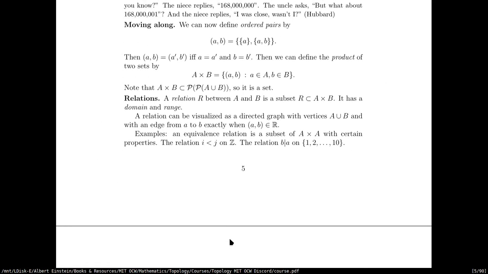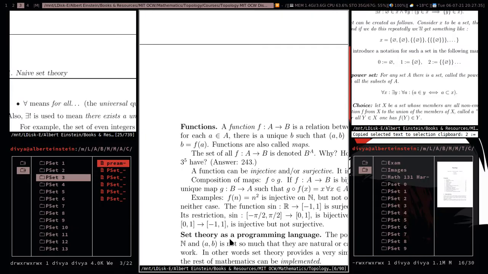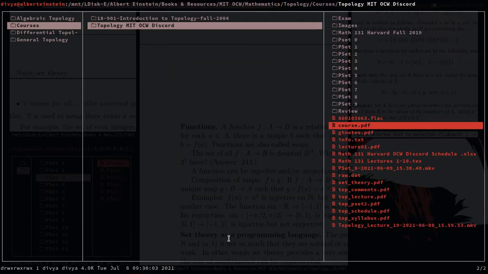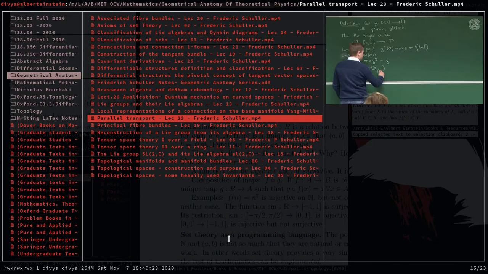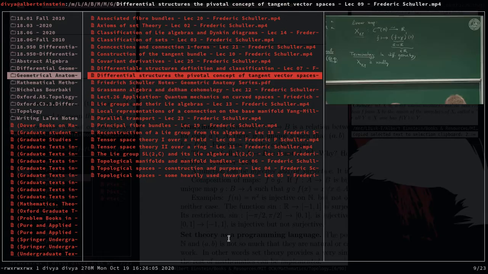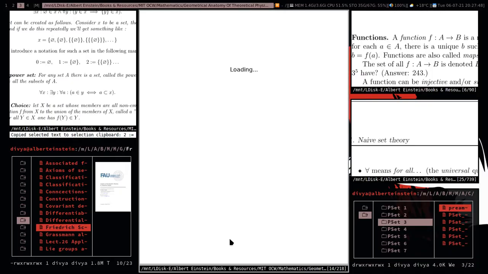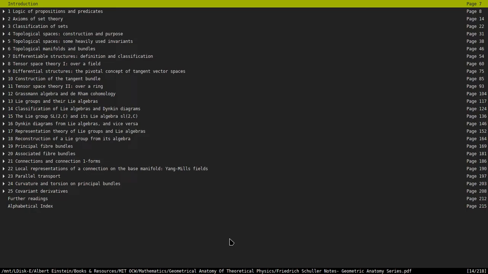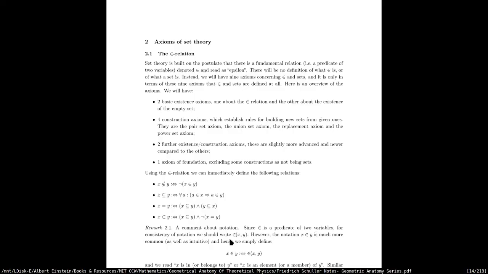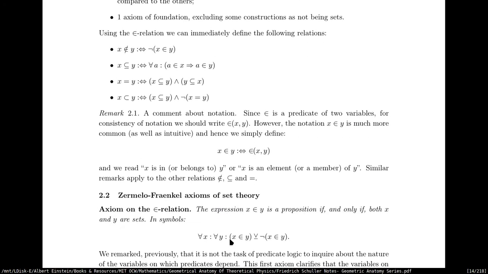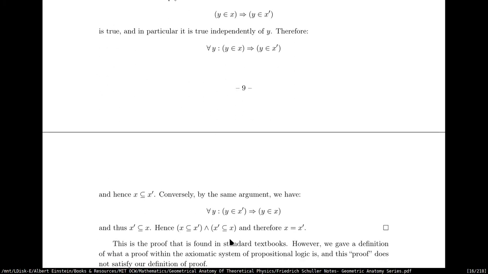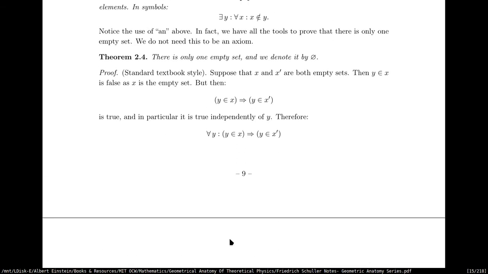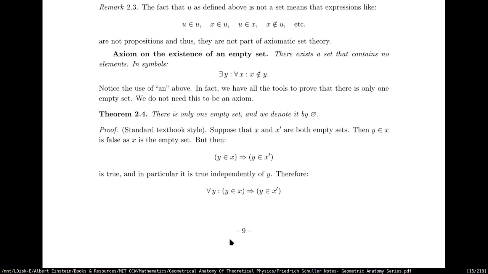Let's see. I think I have a set of notes which does that. Let me get to it, and I guess that's a good idea. We can do that. So I believe this set of notes actually goes through each example.